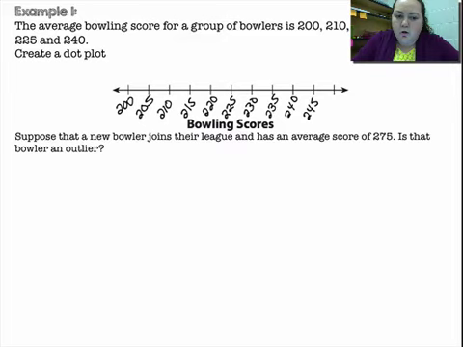Well, 200 occurred once, so I have one dot for that. 210 occurred once, so one dot for that. 220 occurred once, 225 occurred once. 230 occurred twice, so I have two dots there, and 240. Suppose that a new bowler joins the league and has an average score of 275. Is that bowler an outlier?